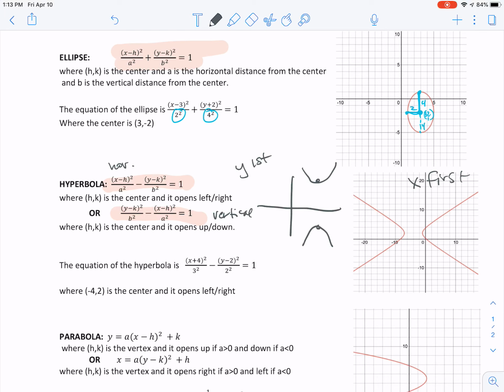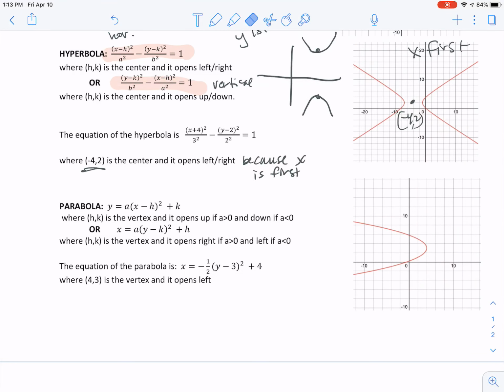Well, I know that (-4, 2) is the center because you change the signs on those. So if I go to the left 4 and up 2, I get right here, which is the center, (-4, 2). And then I know it's going to open left to right because x is first. And there's a lot about these numbers that are way higher level that we're not going to get into this year, okay? But because x is first, it's opening horizontally.